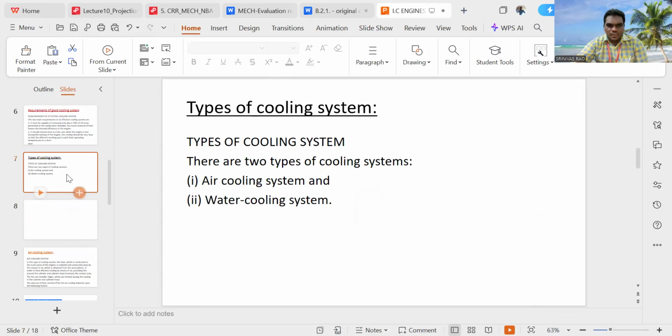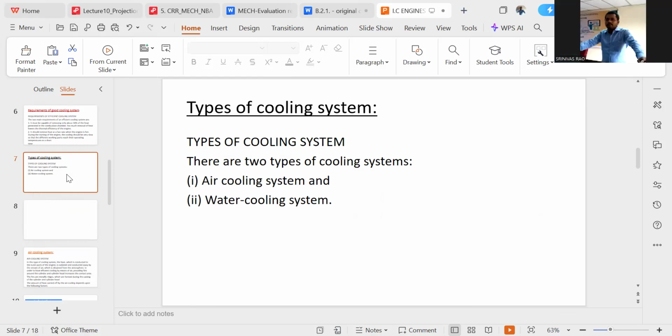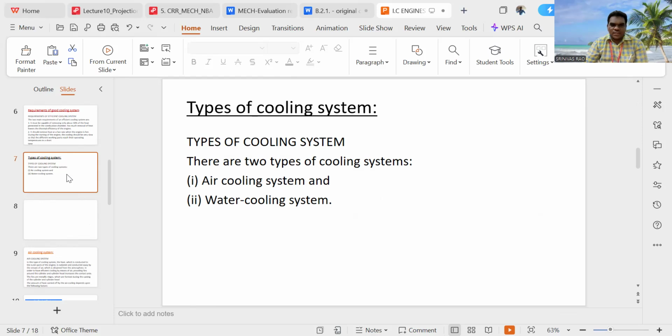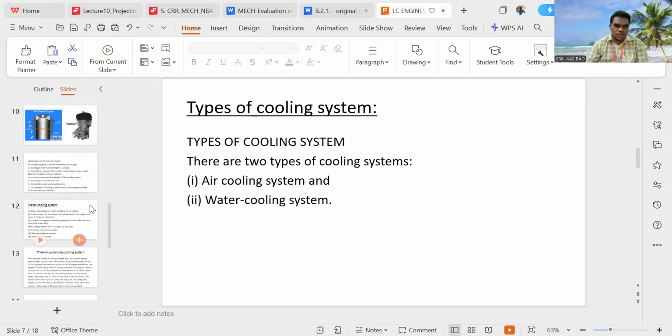So here you see different types of cooling systems we have. Basically there are two types of cooling systems we generally use for internal combustion engines. If it is a light duty or moderate duty vehicle, we basically use an air cooling system. If it is a heavy duty vehicle, a water cooling system is used. Okay, so these are the two different types of systems we generally use in internal combustion engines.